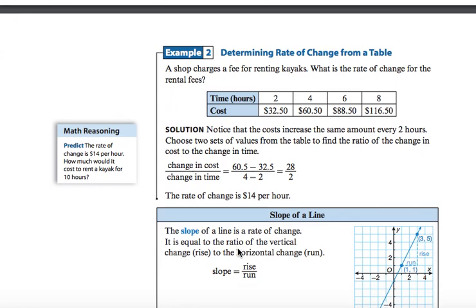In example 2, it says determine rate of change from a table. Here you have a set of data points or points that could be plotted on a graph. We're going to select 2 of those just like we did in example 1.